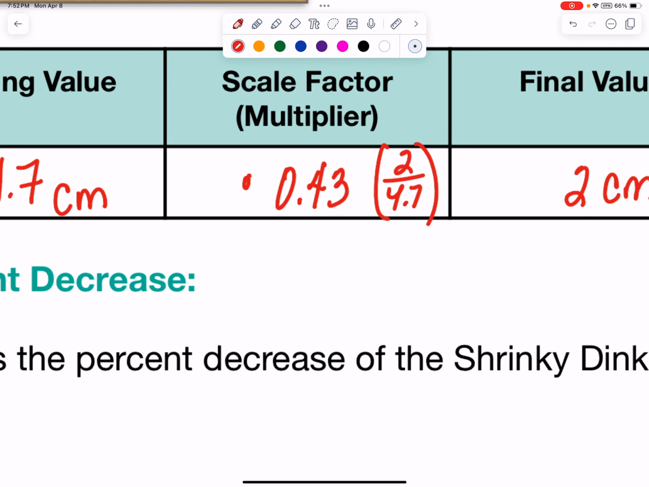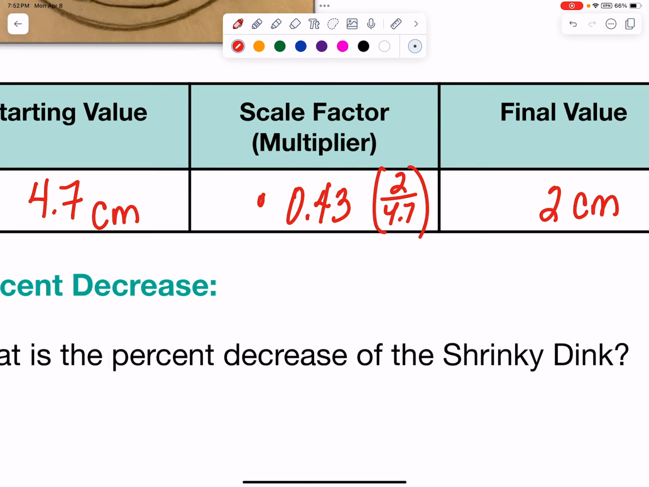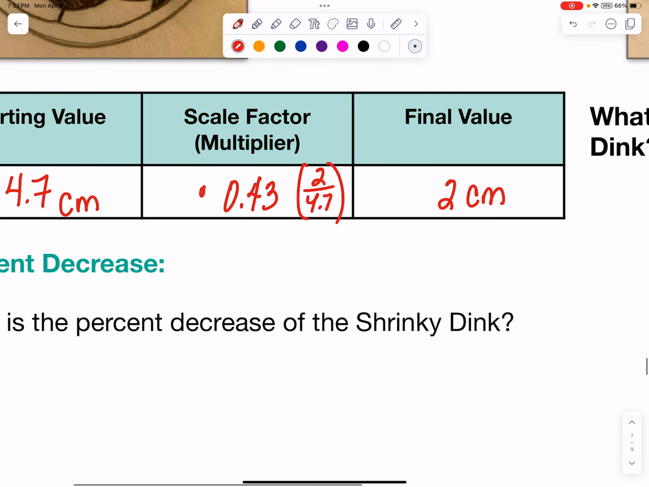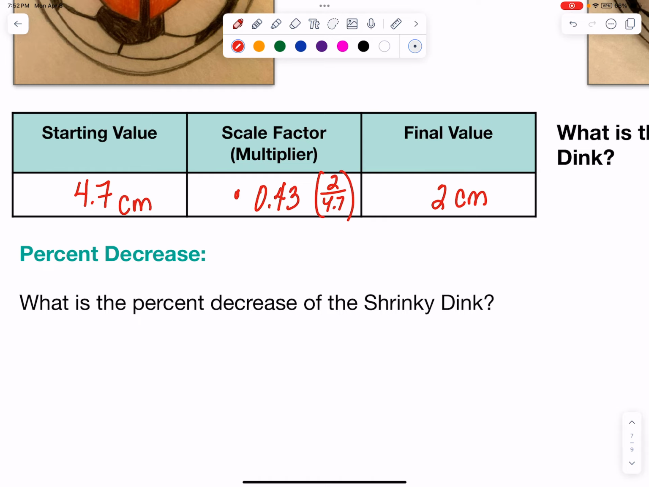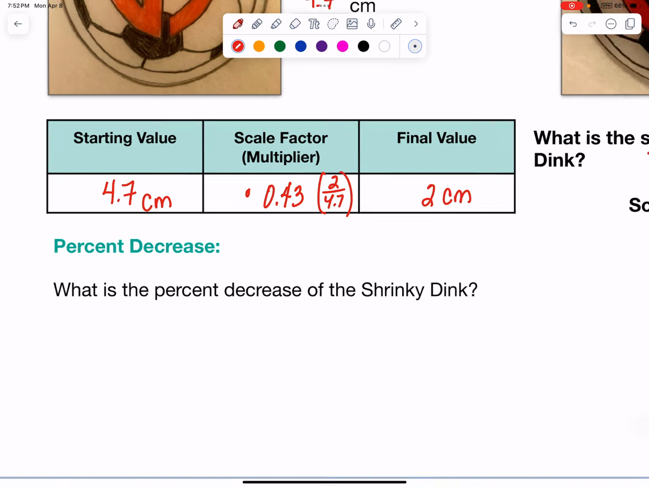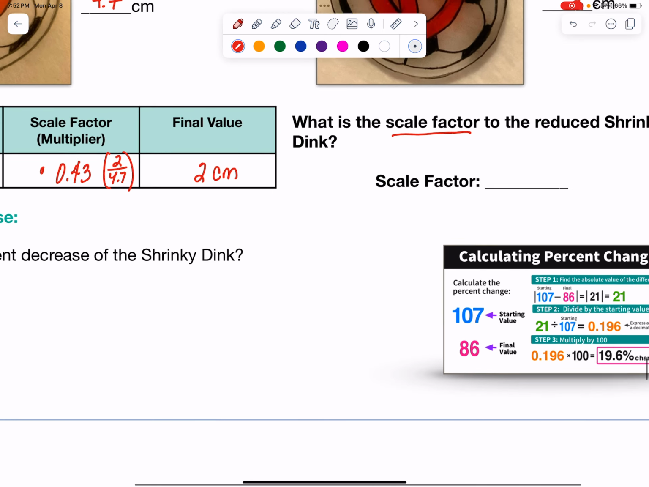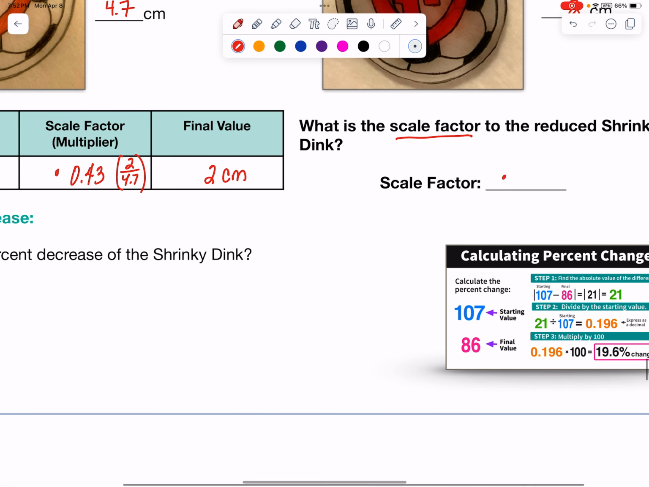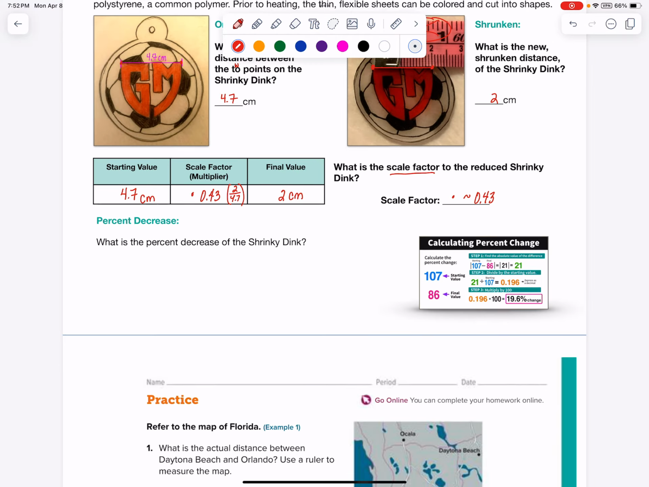I like the decimal a lot because it shows you that it's about half. Being 0.43, or about 2/5, because we know 1/5 is 0.2, 2/5 is 0.4. So it gives us a better idea in decimal form. So what is the scale factor? The scale factor is times approximately 0.43. So that's our scale factor.